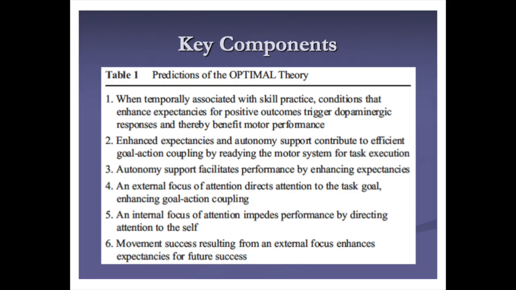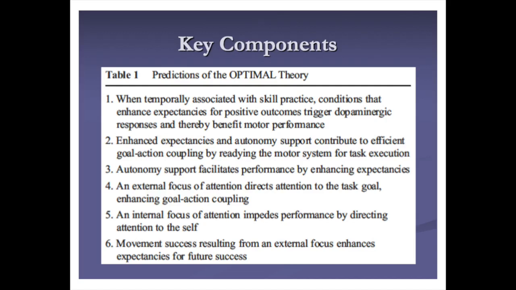In this 2016 article, there are some key components that are laid down for optimal theories, and these help us predict how well the person will do. The first one is when temporally associated with skilled practice, conditions that enhance expectancies for positive outcomes actually trigger a dopaminergic response and therefore set the system up for motor performance. Enhanced expectancies and autonomy, the ability to make decisions, support efficient goal-action coupling by readying the motor system for task execution.